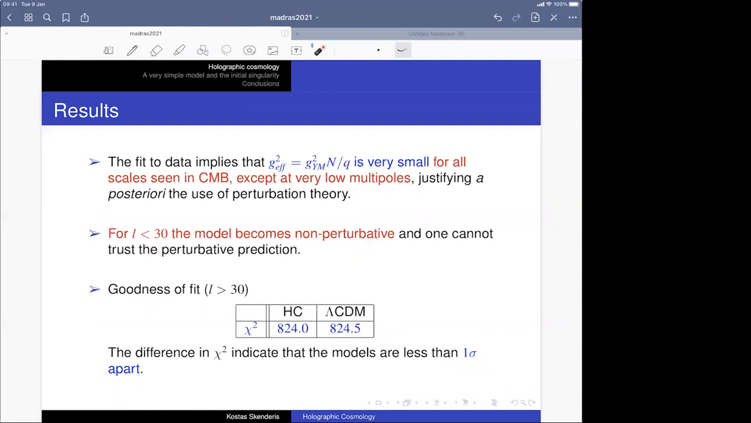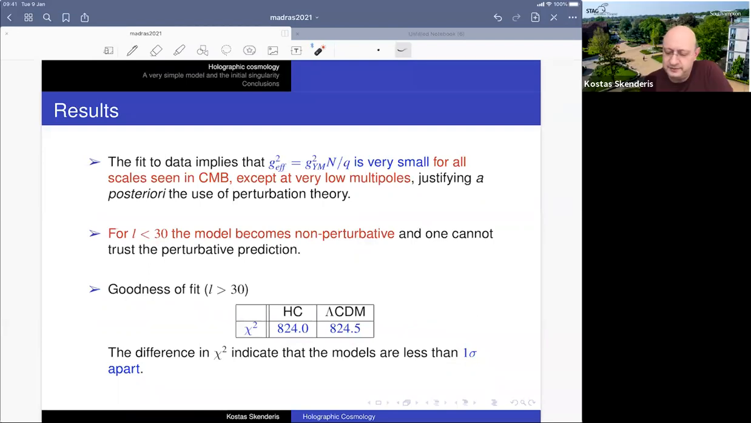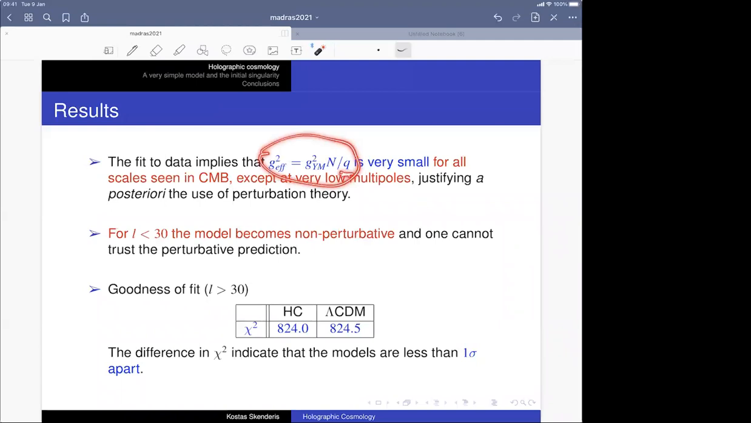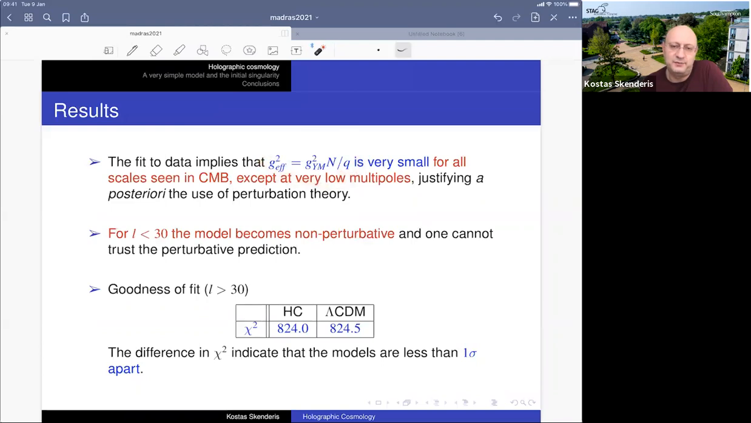Kostas, I have a question. Yes. Why does it become non-perturbative at large scales? Because holography in some way depends on the size of the universe today. Now you can see it from here. Look at the formula. So if Q becomes very small, then G effective becomes large. So G effective starts to become of order 1 around L equals 30.